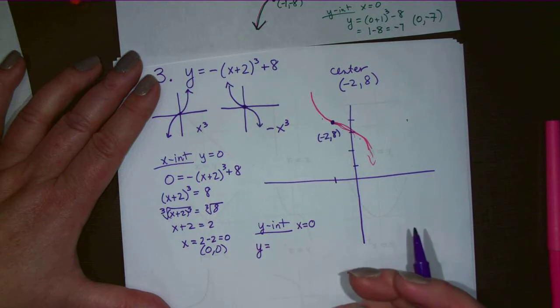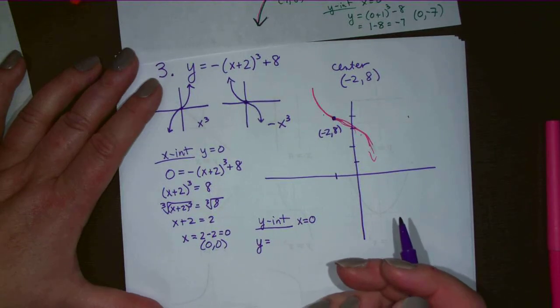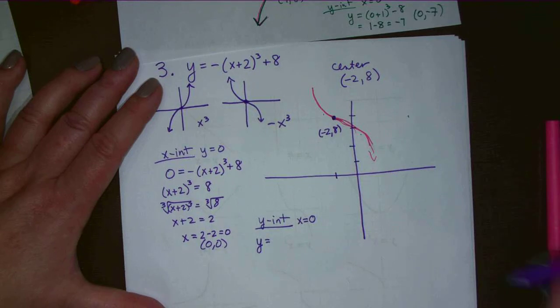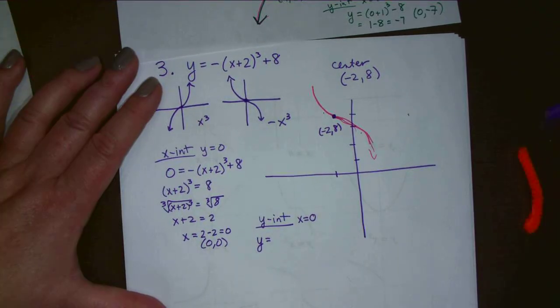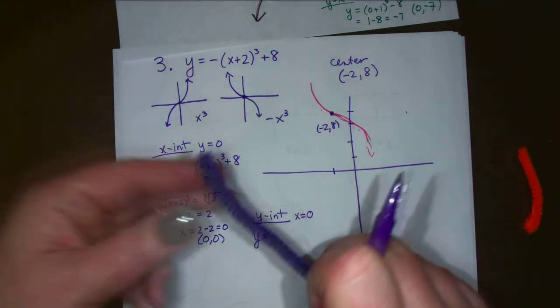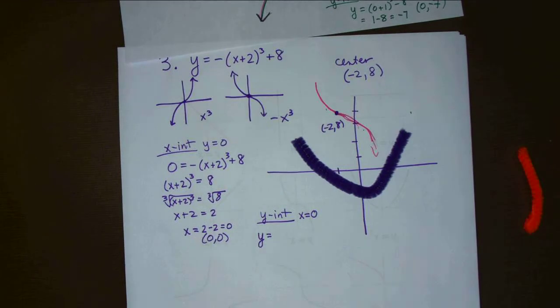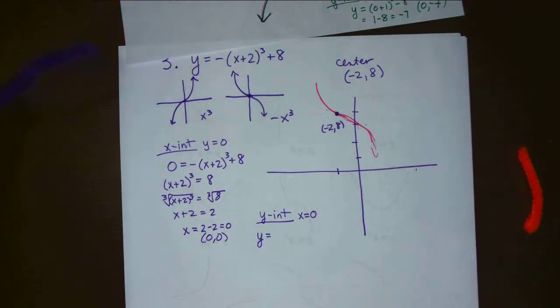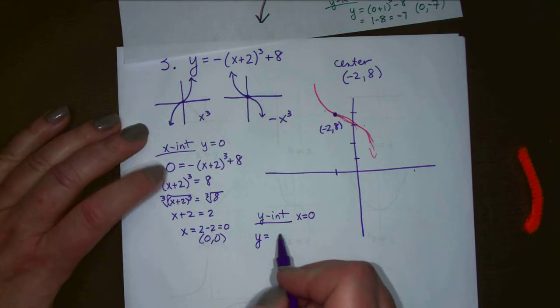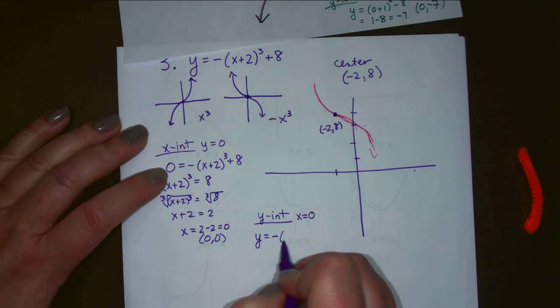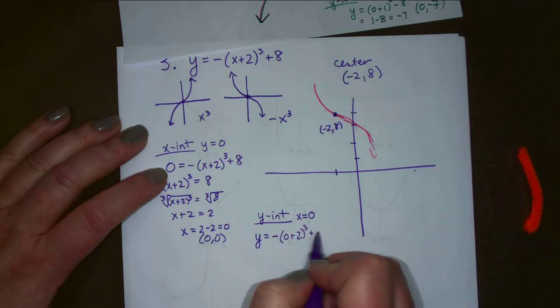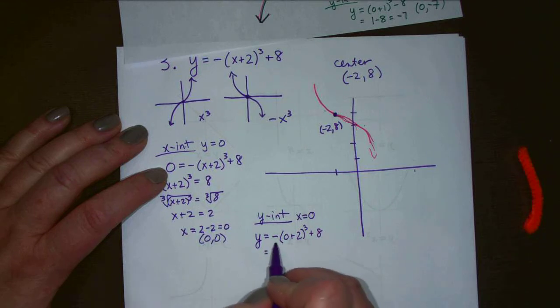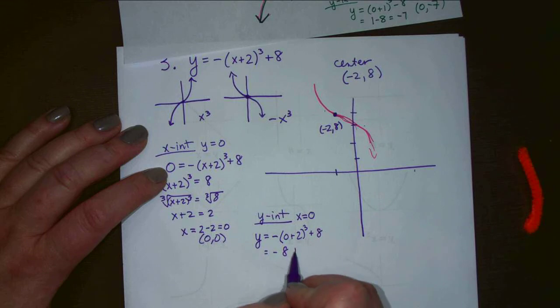There can't be 2. There's only ever one of each with the cube, unlike a parabola, because the parabola goes back up. I don't have a parabola here, but a parabola could cross the x twice because it goes up, but a cube can only cross once. Okay, so there's only ever one. If we let y equal 0, we'll get negative 0 plus 2 cubed plus 8. Negative is in front. 2 cubed? 8 plus 8, which is 0. So we already knew that, but it's verified.